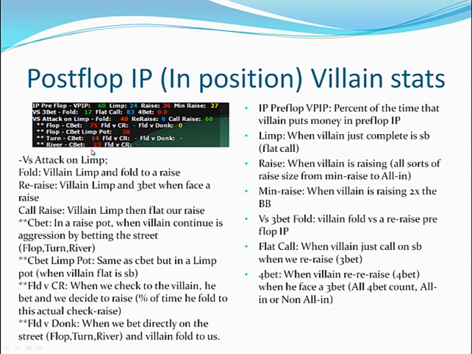Also on the river, whenever the villain is c-betting also the river, so the villain raising pre-flop, c-betting the flop, c-betting the turn, and now c-betting the river. 1 out of 4, close to. Fold versus check raise, whenever the villain is c-betting the river and he folds to a raise on the river.